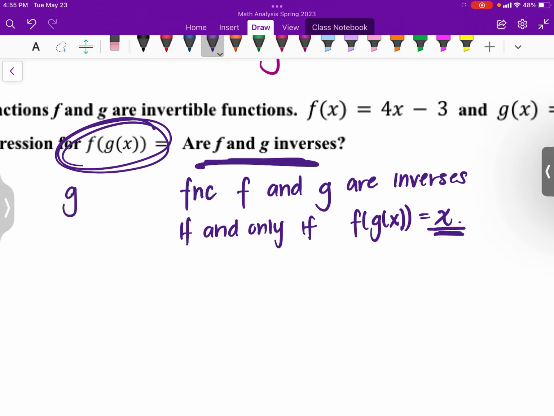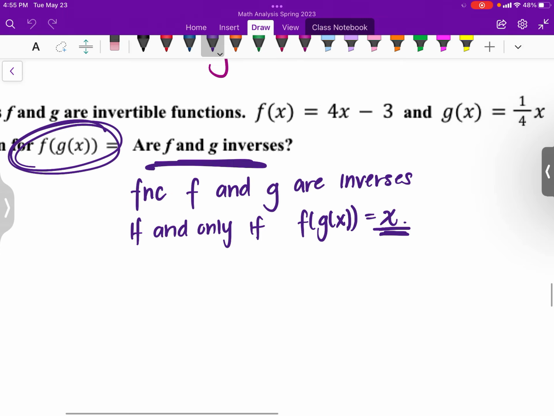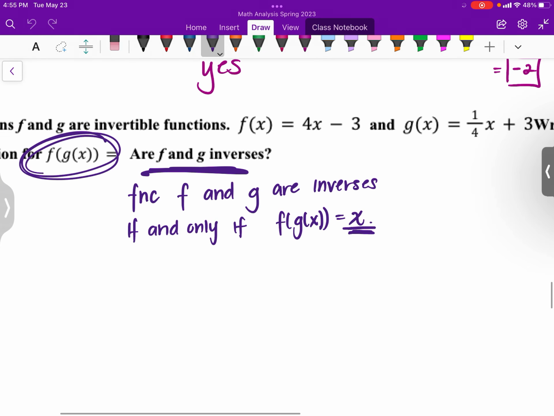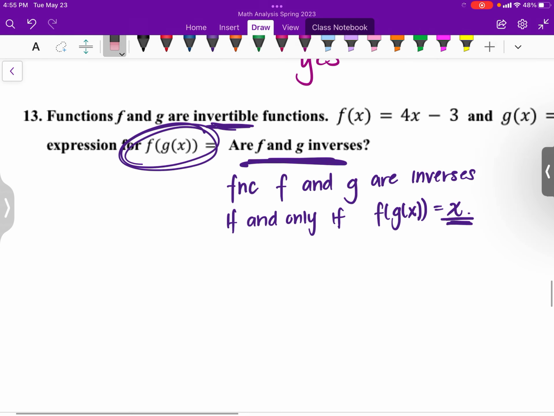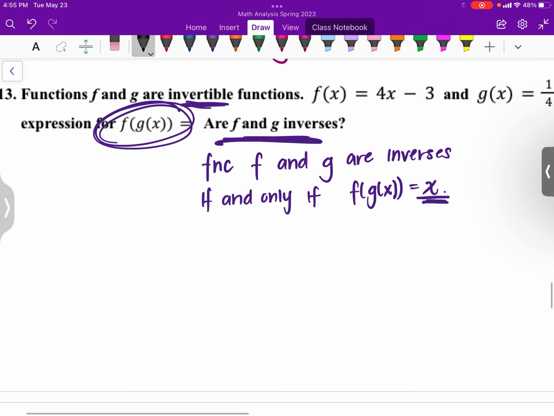We don't have to do, in this case, the g of f of x just to check. We actually just have to do it once to determine if it is an invertible function, or if they're actually inverses of each other. And what they mean by invertible in this case is that they're the opposite. They have a reciprocal slope or a perpendicular, and they're opposites as well. So let's go ahead and check that. Let's put that to a test.